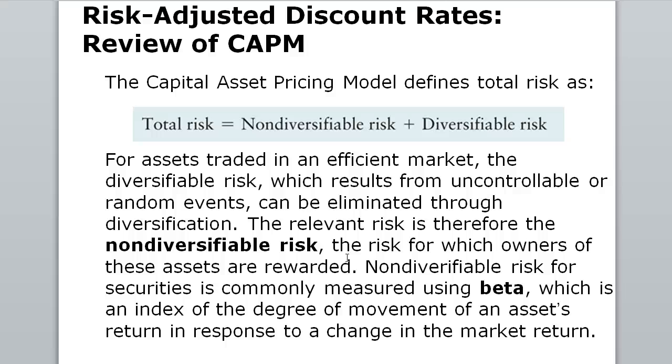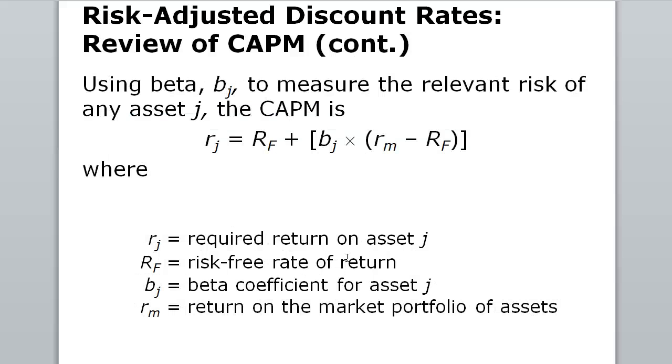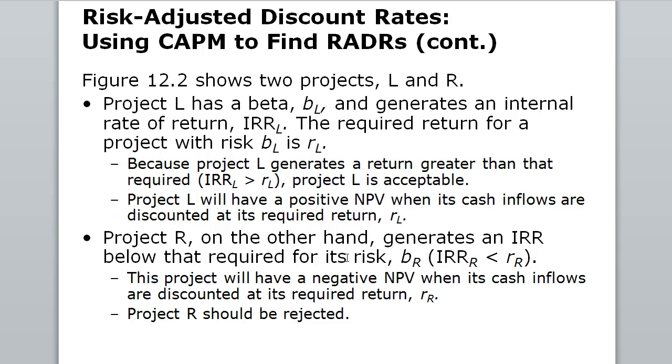Now, owners of these assets always want to minimize risk. Non-diversifiable risk for securities is commonly and easily measured by beta, which is the degree to which an asset moves in correlation to the market, which we learned in previous chapters. Here is the capital asset pricing model again, as presented in multiple chapters prior to chapter 12, which we can use to measure risk. We can use it to help us find the RADRs.